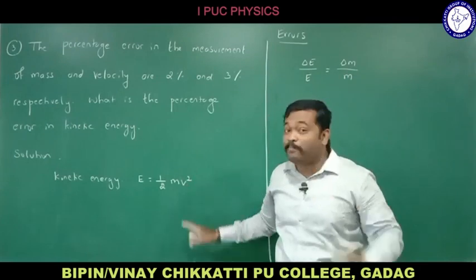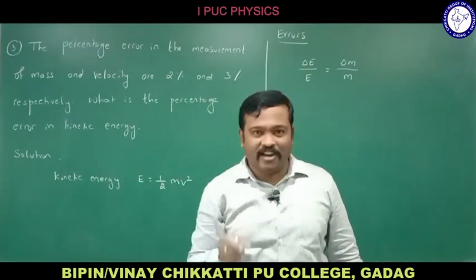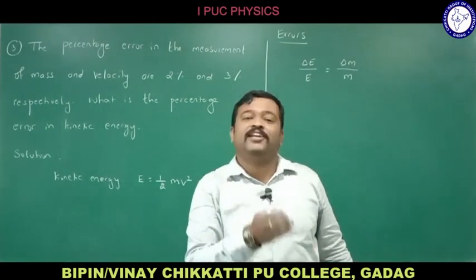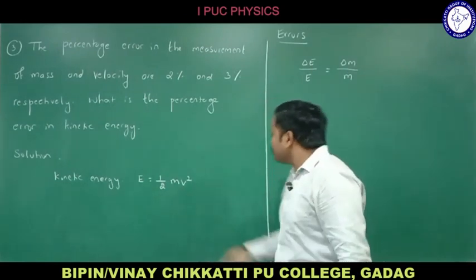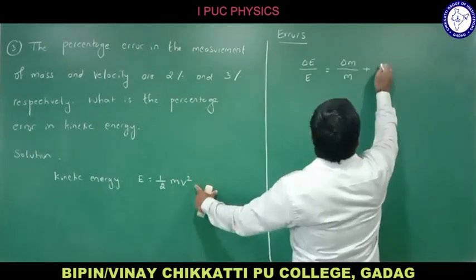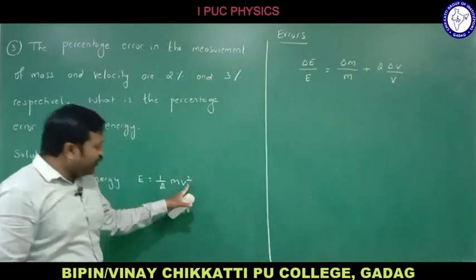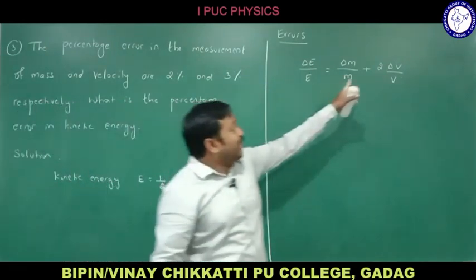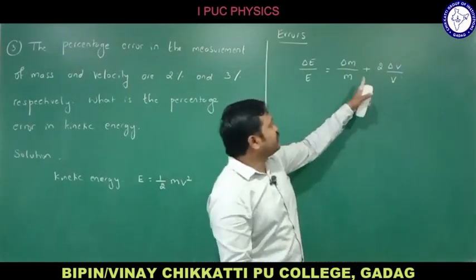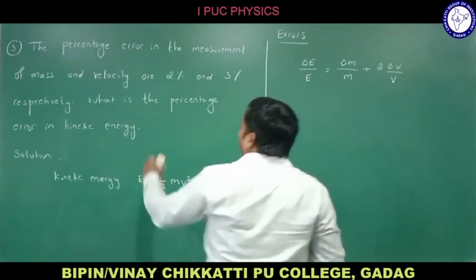For v square, apply the third rule. What does the third rule say? When the physical quantity is raised to the power k, then the relative error in the result is k times the relative error in the individual quantity. Since it is multiplication, let me take plus. What is the error in v square? 2 into delta v divided by v. Do remember, if it is v square, we need to consider 2 into delta v divided by v.